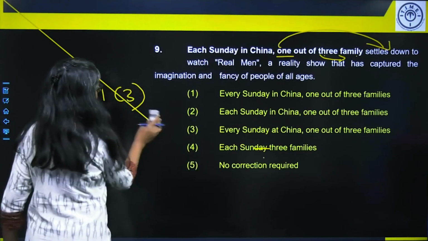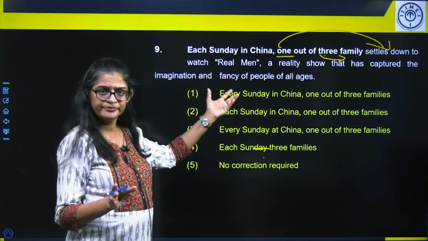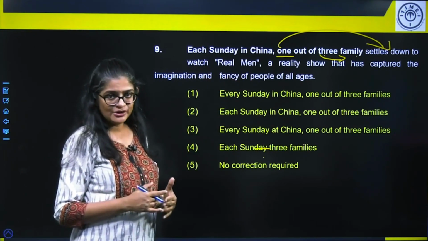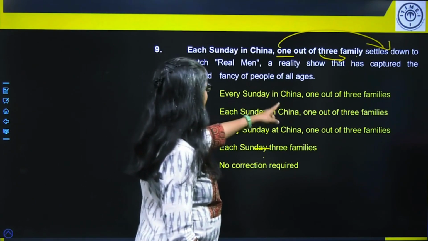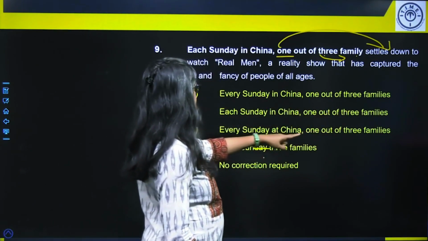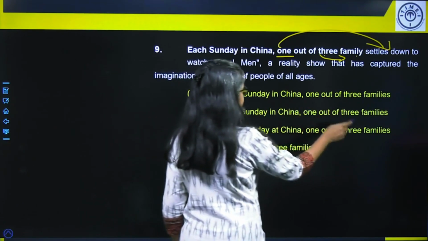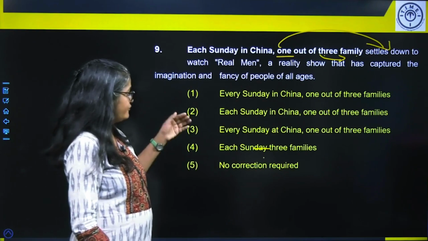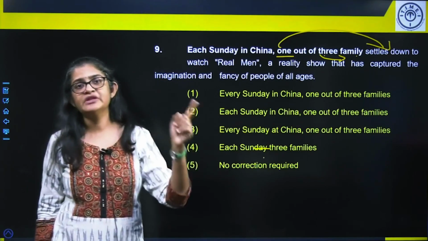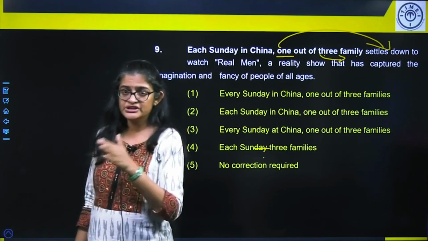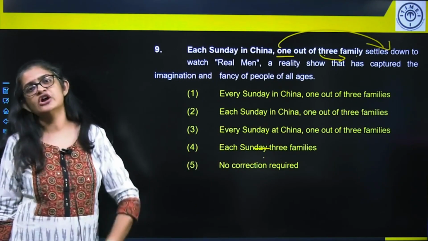The story you can read. I am going to focus on the question, okay? Because whatever it is, it will not change the meaning of the sentence. The first part we have figured out. Every Sunday in China, 1 out of 3 families. Each Sunday in China, 1 out of 3 families. Now, every Sunday in China or each Sunday in China, every Sunday, it is something that happens routine. It is a routine we are talking about, habitually. Not each Sunday, that does not make sense.